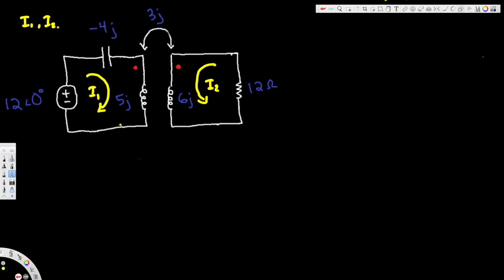Now here we are going to use Kirchhoff's voltage law. KVL says that voltage in is equal to voltage out. In our case, voltage in is equal to 12 at 0 degrees, and that is equivalent to negative 4j I1, and then this is going through the 5j, plus 5j I1, and we have to look at the mutual inductance. This is our mutual inductance.